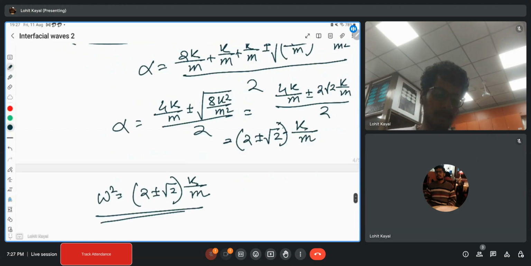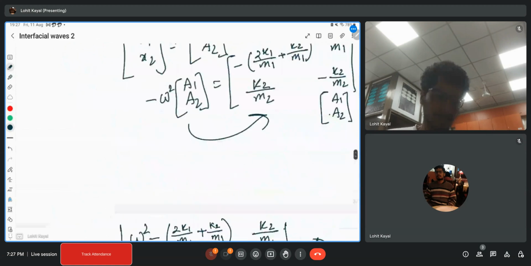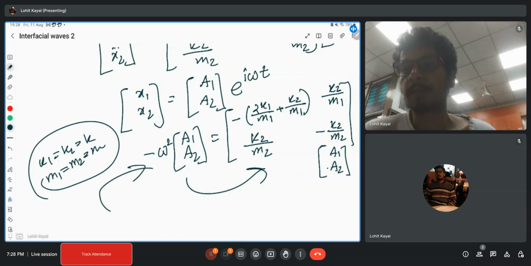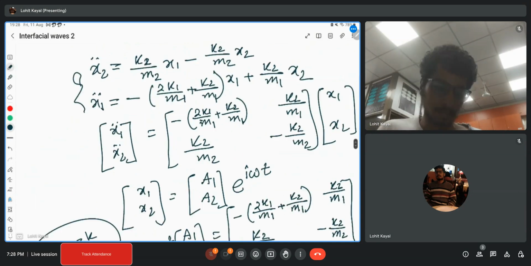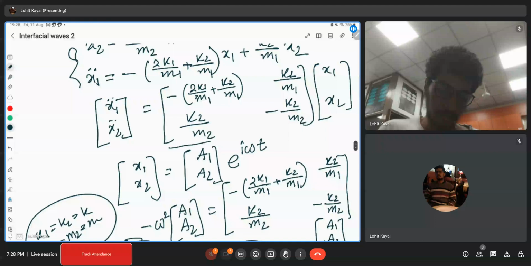Okay. Now, if you fit this in this equation, assume that k1 equal to k2 equal to k and m1 equal to m2 equal to m, you will be able to determine the mode state. Okay. So yeah, let's do that. So you need to feed those in this equation.